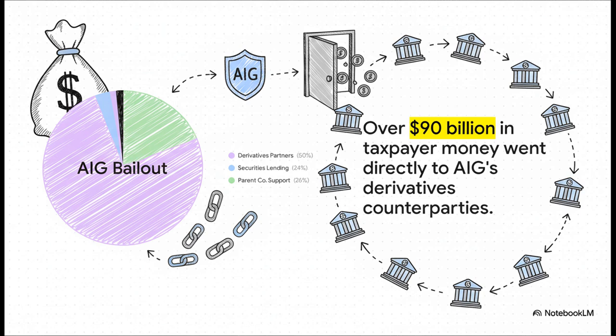More than half of it, $90 billion, went straight out the back door to pay off AIG's derivatives partners. And many of them were the very same banks that bought the insurance from AIG in the first place. It was just a brutal lesson in how interconnected all this risk really was.